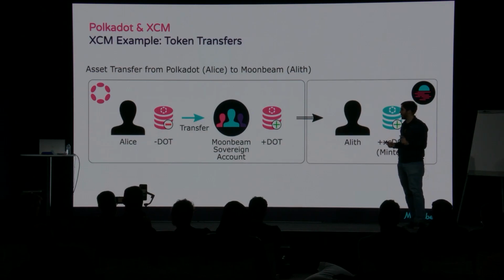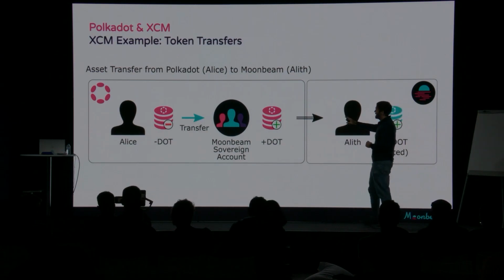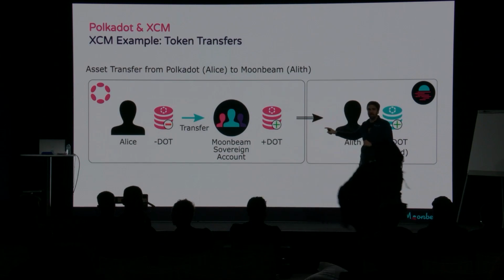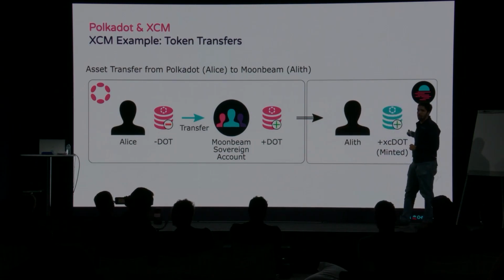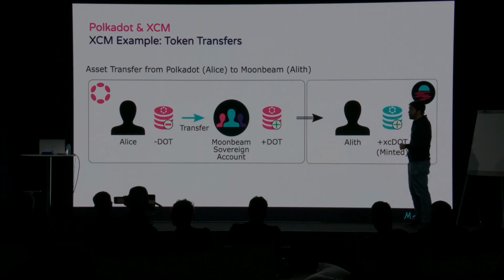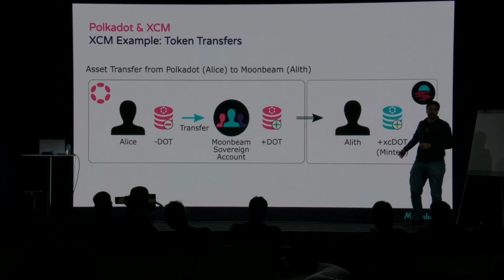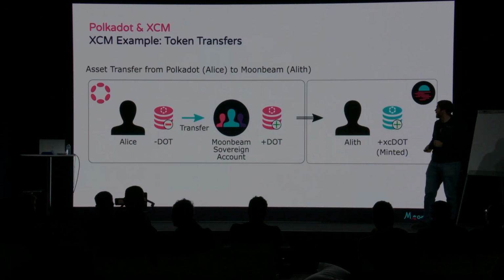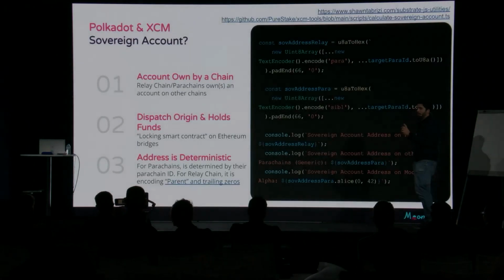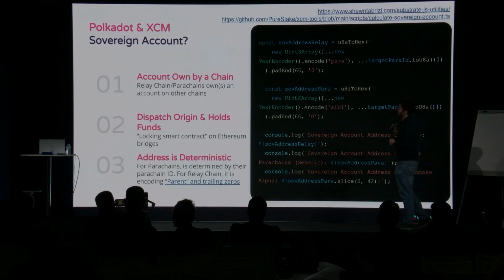It's not the same, and it's really important. And what's going to happen is that throughout that XCM execution, an XCM message is going to be sent to Moonbeam with 4 instructions, which end up minting some new tokens called XC dots on the account that Alice wanted to send them to, all right? So before we go into more detail, let's talk a little bit about the sovereign account.